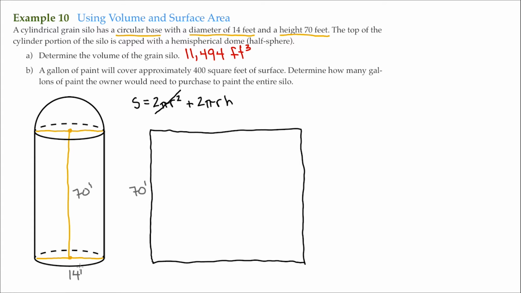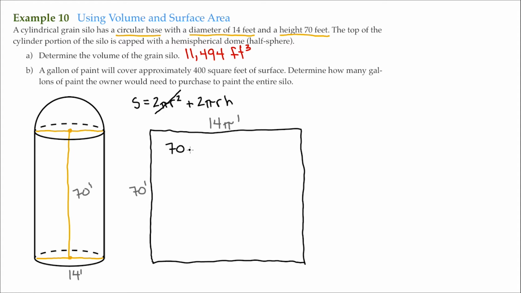R, that's 7 feet. 2 times 7, this is 14 pi. So then to find the area of this rectangle, we just multiply 70. I should put this in feet. I should multiply 70 feet by 14 pi feet. So we'll do that.